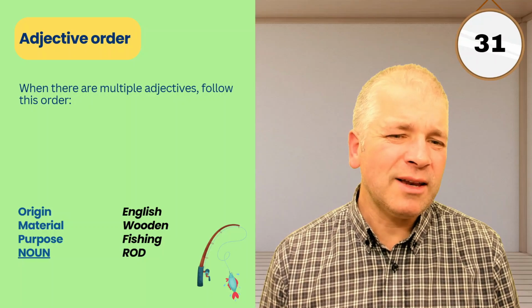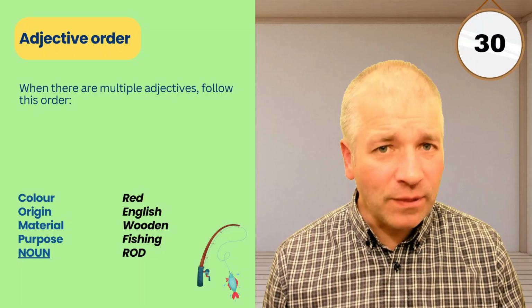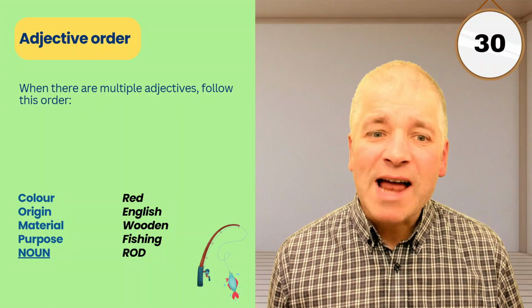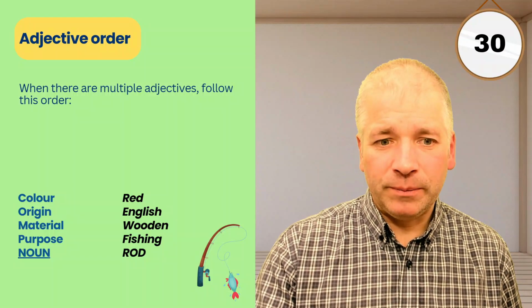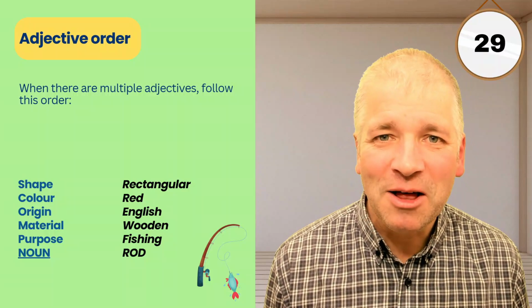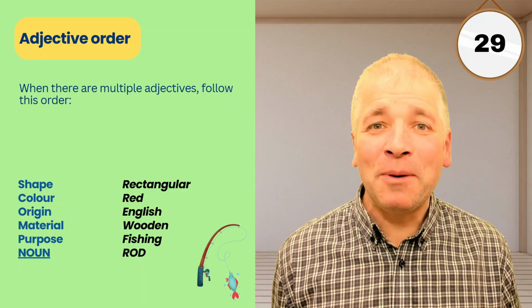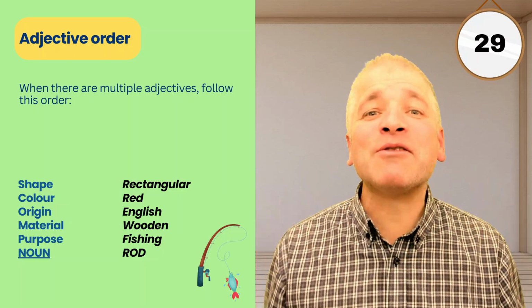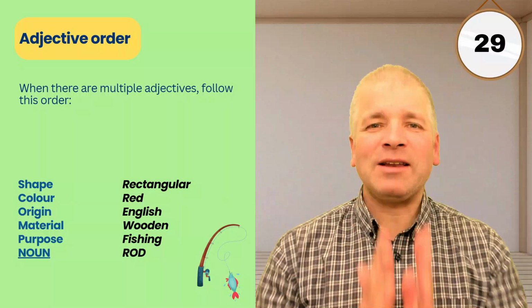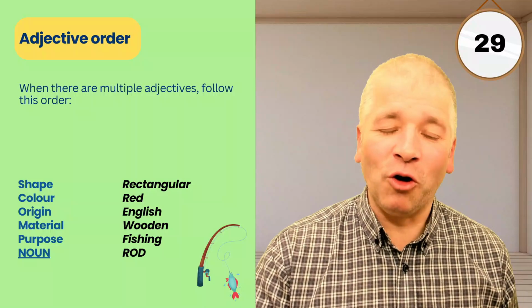What type of rod is it? It's an English wooden fishing rod. Then the colour. It's a red English wooden fishing rod. Then shape. Well, I've said rectangular here. I couldn't think of a shape for the fishing rod, but if you did have a shape, it would come here. So let's just imagine it's nice and straight and long. Let's call it a rectangular red English wooden fishing rod.